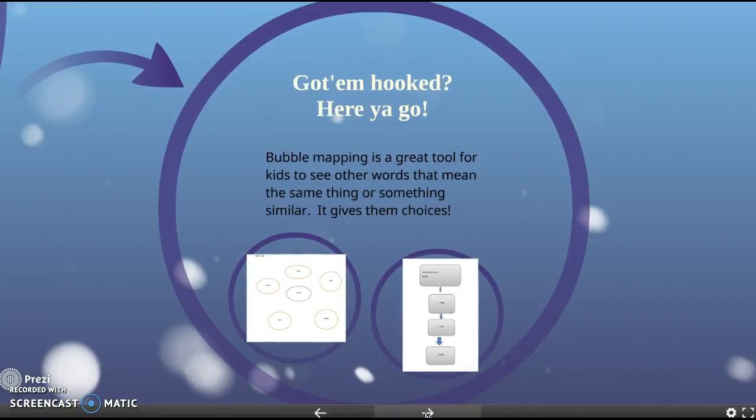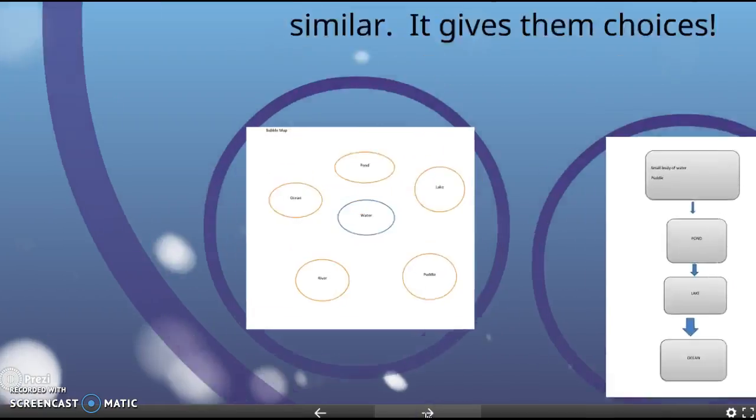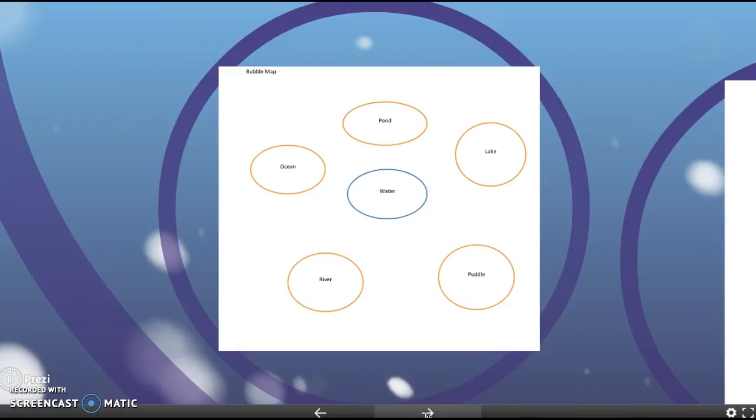So now that you've got them hooked, here you go. Bubble mapping. Bubble mapping is a great tool for kids to see other words that mean the same thing or something similar, especially so they don't have to go back and keep looking them up. It gives them choices. So, by using our smart board, I drew ovals on our smart board, and each student came up and wrote a word, and we went from smallest to largest.